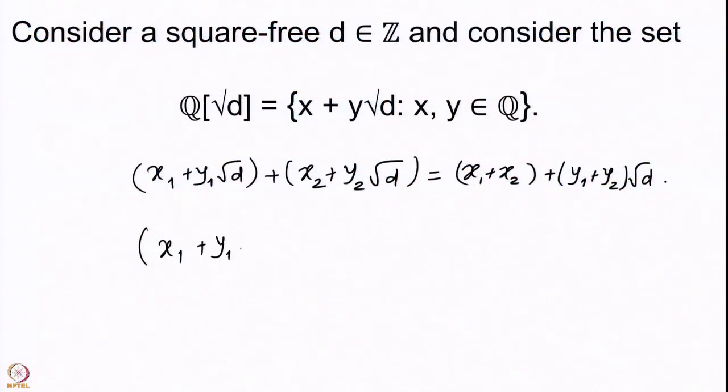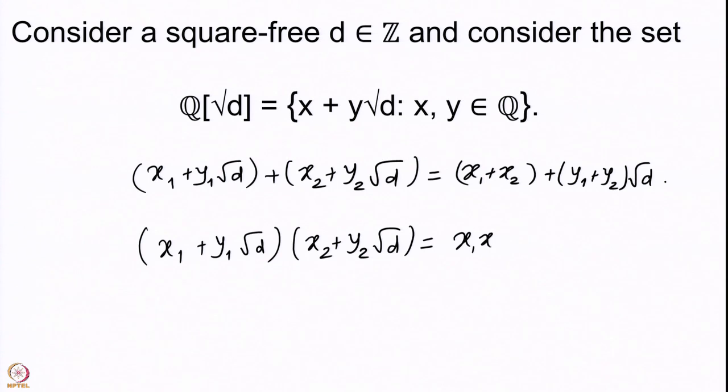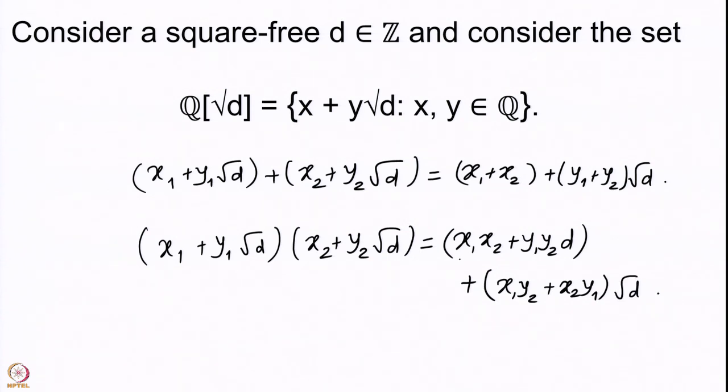You also have the multiplication defined on it. We can write x1 plus y1 root D into x2 plus y2 root D as x1 x2 plus y1 y2 D, plus now the coefficient for root D, that is x1 y2 plus x2 y1 root D. Because xi are rationals, yi are rationals, we see that these two numbers are rationals. So, the set is closed under multiplication also. You have rational coefficients and you are taking the sum and product and you again have rational coefficients.